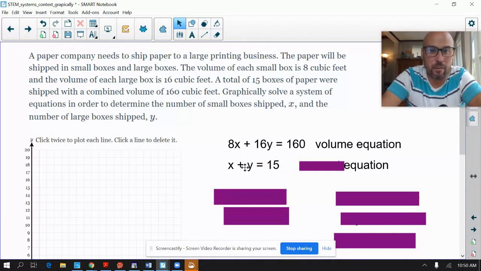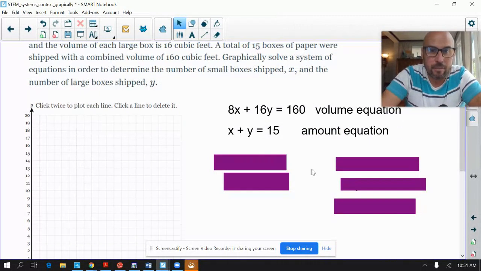This equation will be very easy for you to find if you really know and believe that X is the amount of small boxes and Y is the amount of large boxes. So there's a total of 15 boxes. So X plus Y is 15. So you can call that the amount equation.